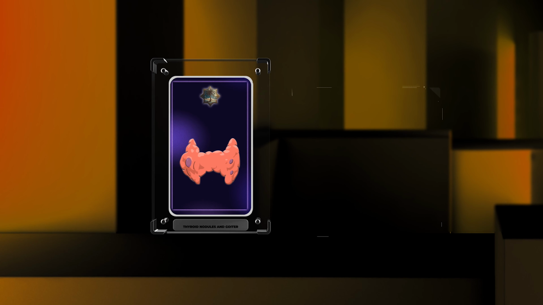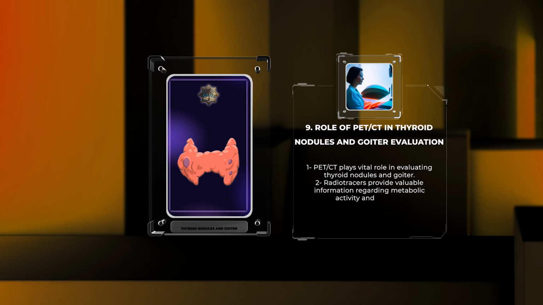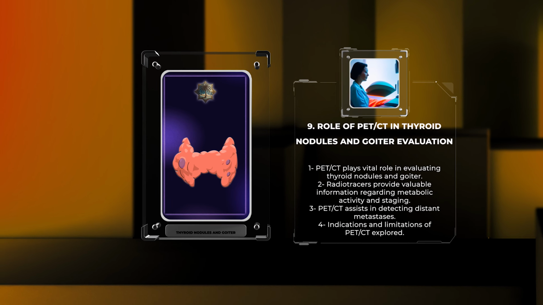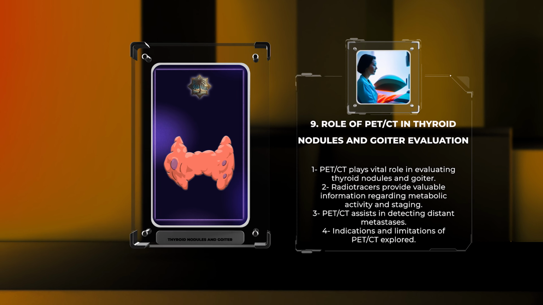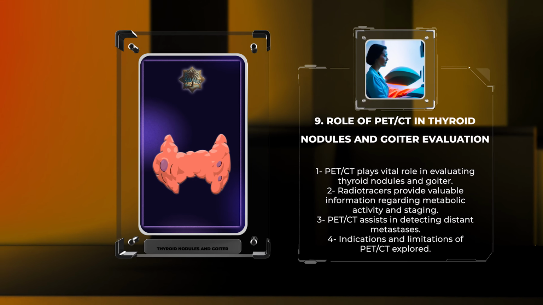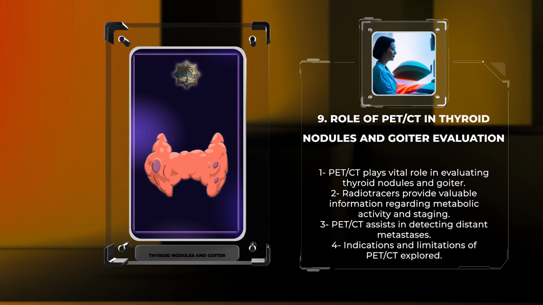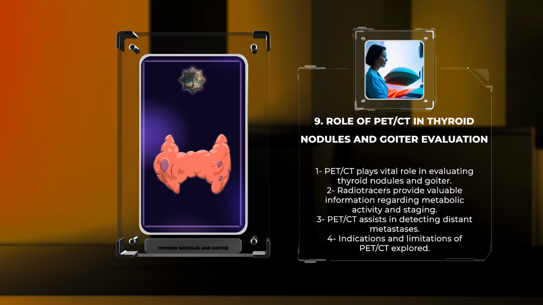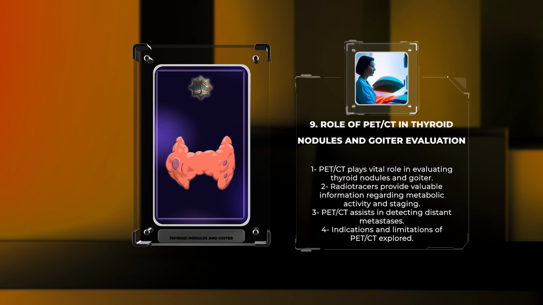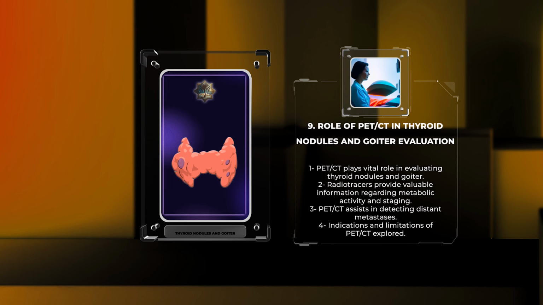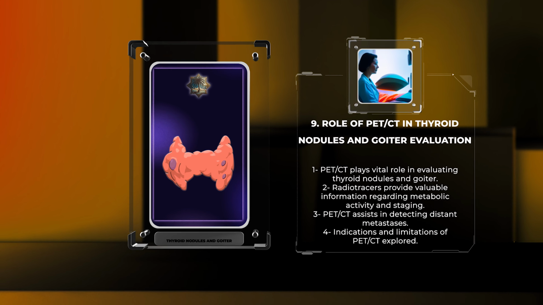Positron emission tomography/computed tomography, PET/CT, plays a vital role in the evaluation of thyroid nodules and goiter. By utilizing radiotracers, PET/CT can provide valuable information regarding metabolic activity, staging, and the presence of distant metastases. We will examine the current indications and limitations of PET/CT in the context of thyroid nodules and goiter.